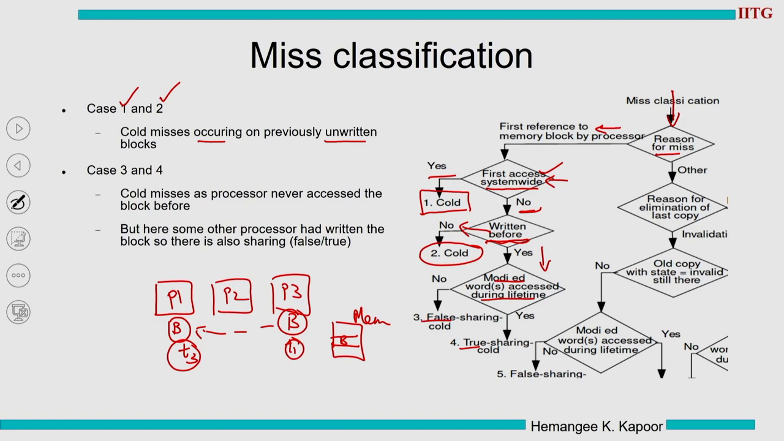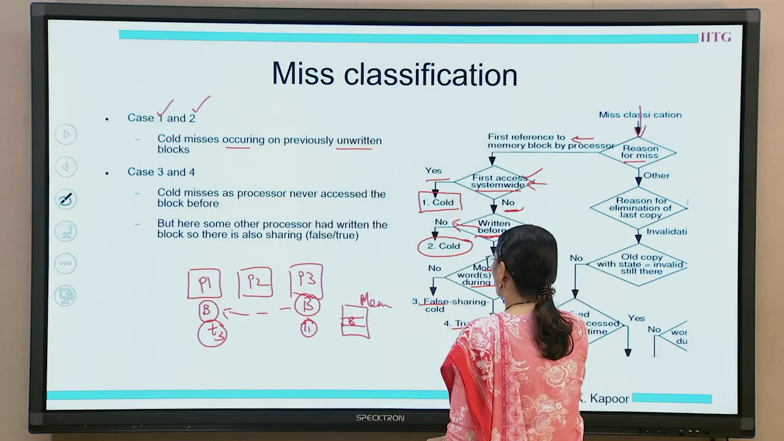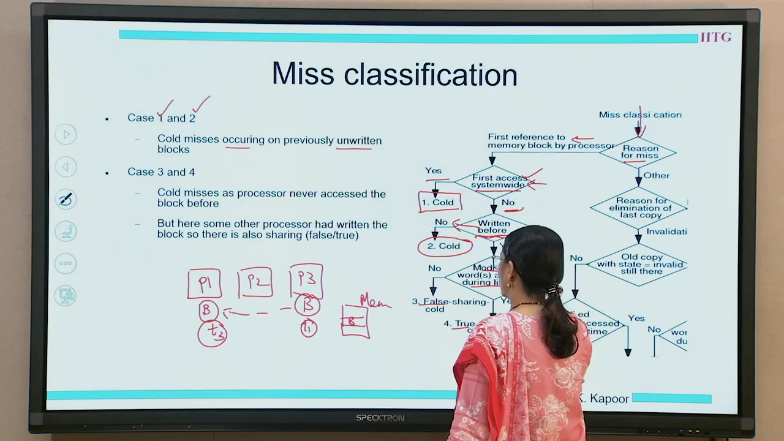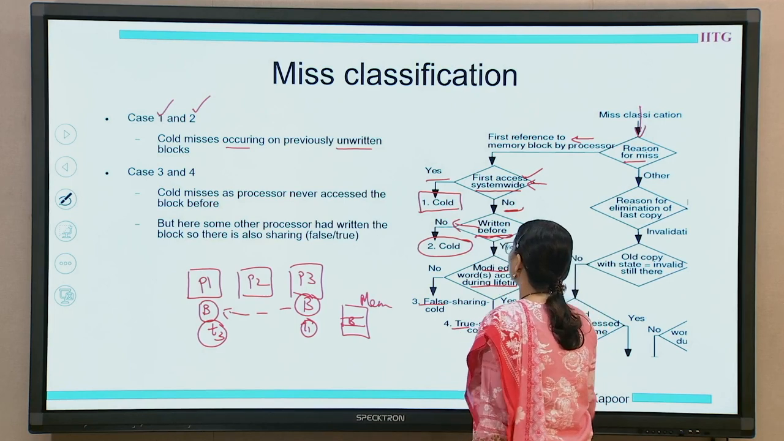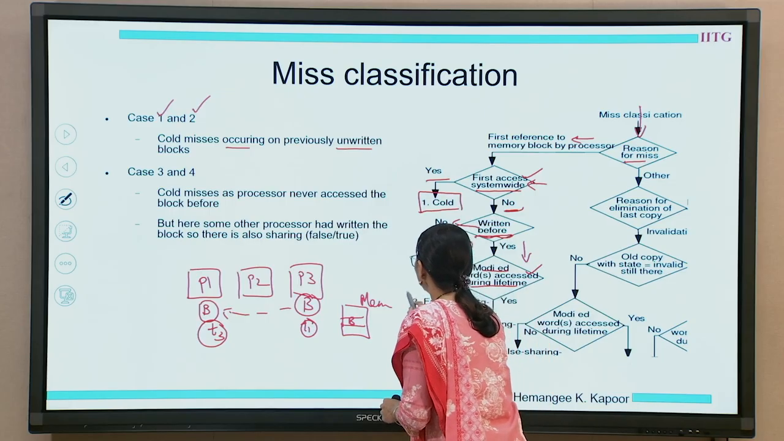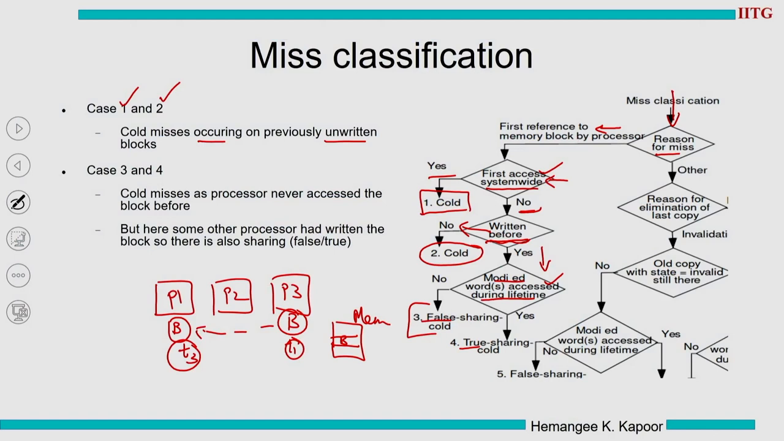Here again I'll explain once more. If you look from the top of the flowchart, what is the reason for the miss? Is this a first access by processor P1? Yes, it is the first access. But is it a first access system wide? No, because P3 had accessed the block. Now, did P3 change the block? Yes, P3 changed the block. So we are here. But were the words which P3 changed accessed by P1? No, then it is a false sharing miss. If the words changed by P3 were accessed by P1, then it is a true sharing miss.